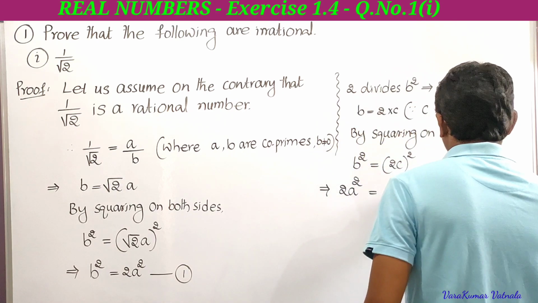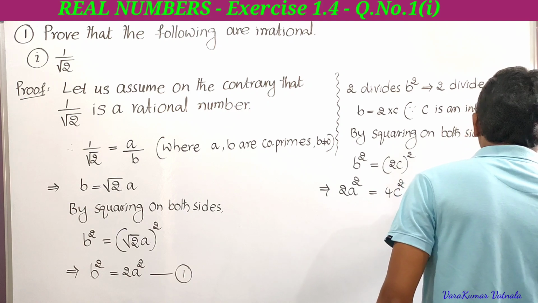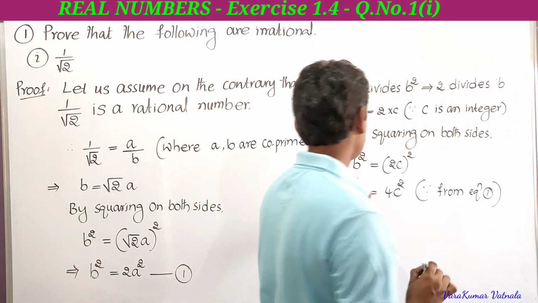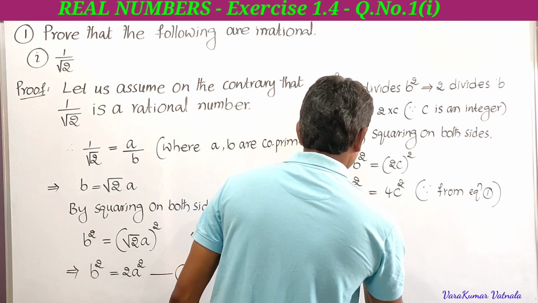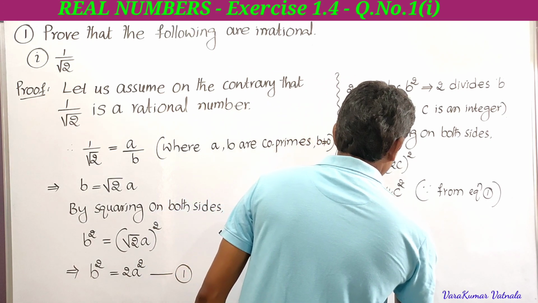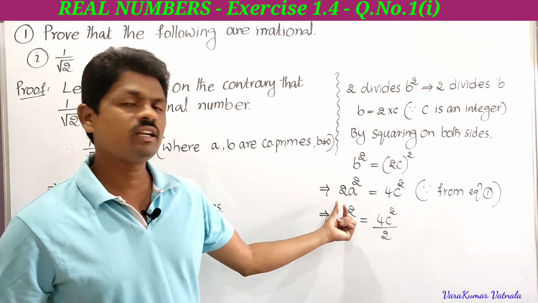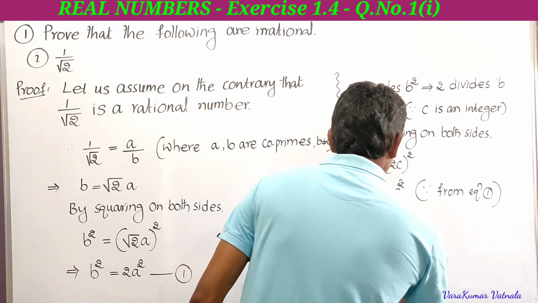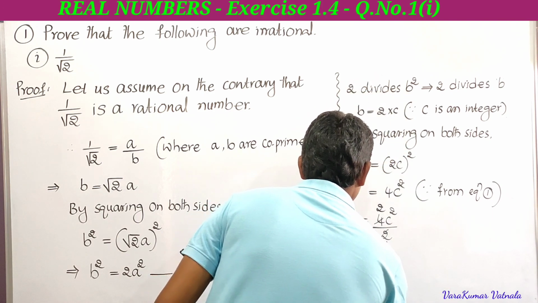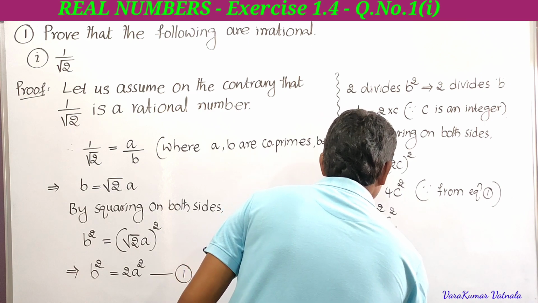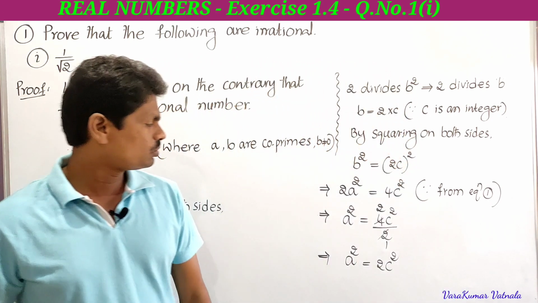So since from equation 1 I have written b square equal to 2a square, here 2a square is equal to 4c square. Take 2 to the right side, here it is multiplying, it divides 2 ones and 2 twos. So that implies we can write a square is equal to 2c square.